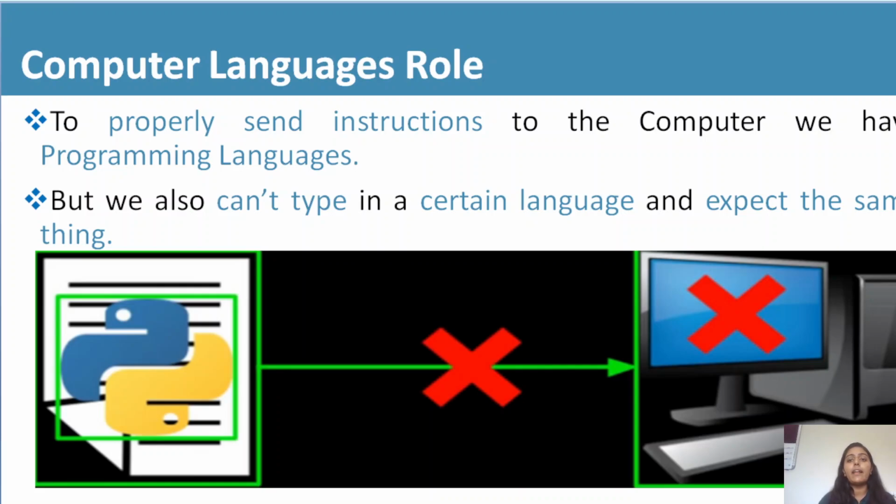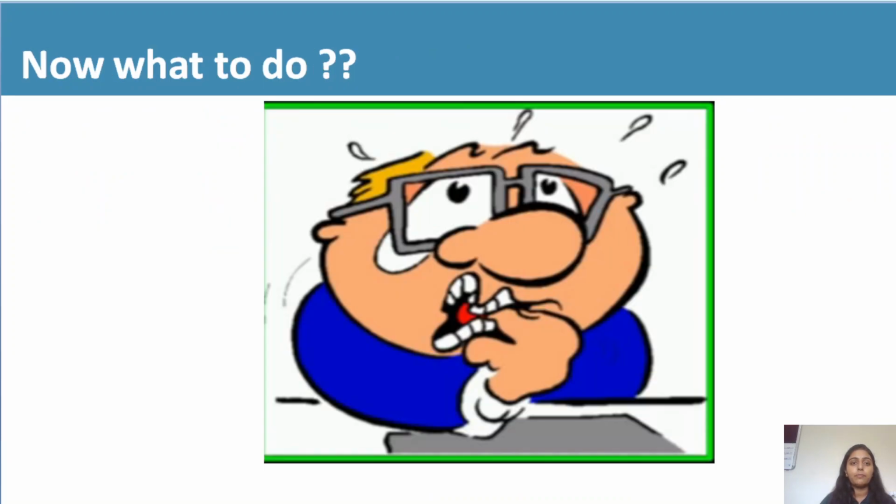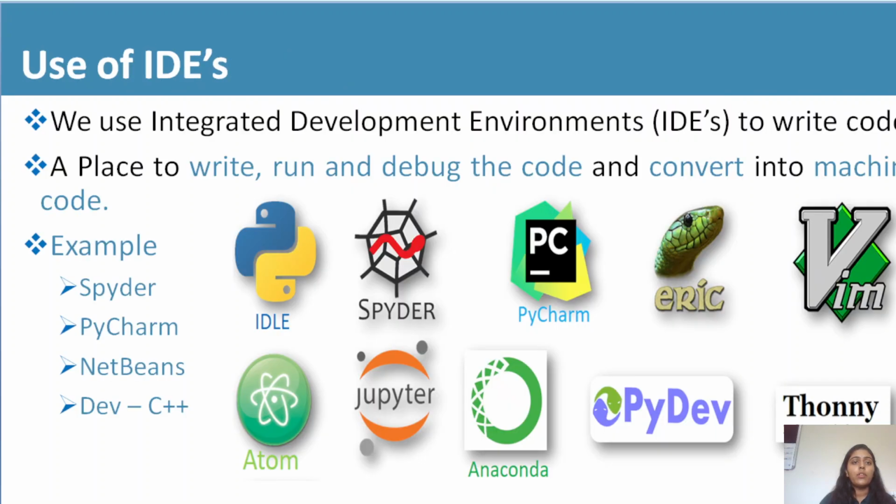What role does computer language play during programming? To properly send instructions to the computer, we have programming languages, but we also can't type in a certain language and expect the same thing. Now what to do? We have to use IDEs. We use integrated development environments, known as IDEs, to write code, a place to write, run and debug the code and convert it into machine code.